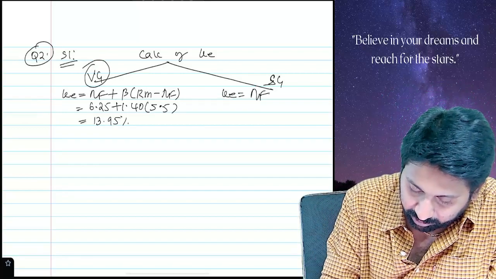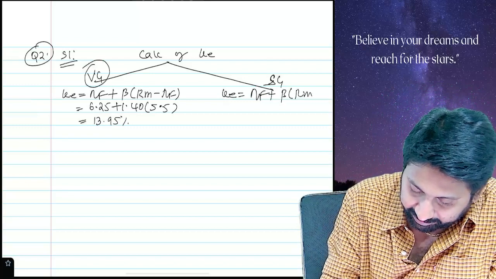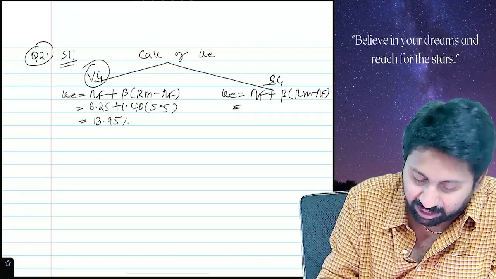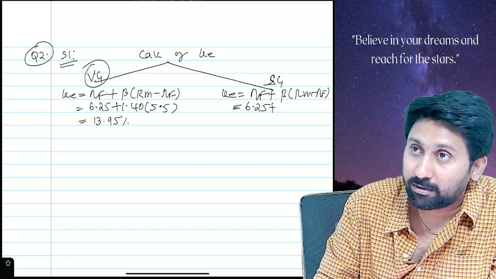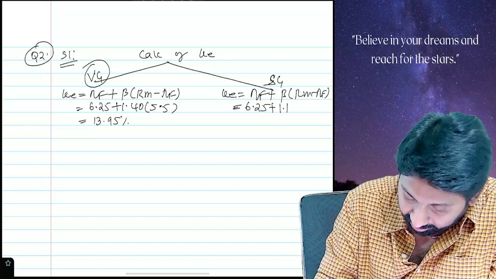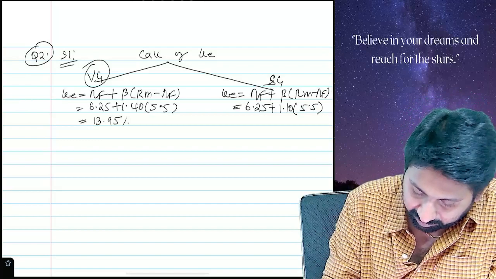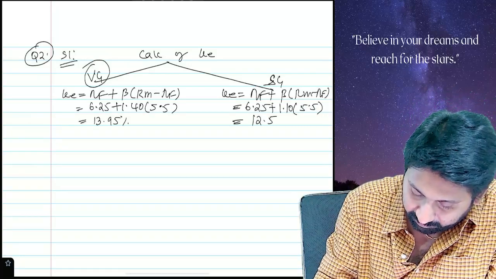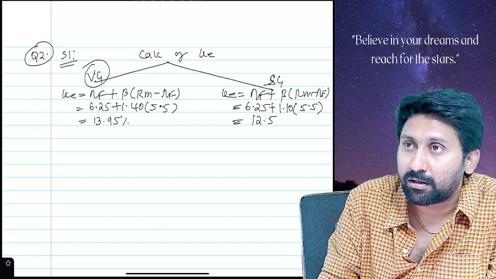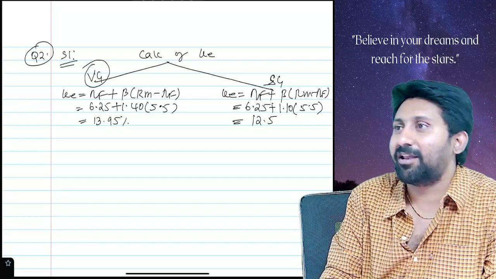KE equal to RF plus beta into RM minus RF. RF plus beta, 5.5 value, 12.55. Hey, tell correctly.